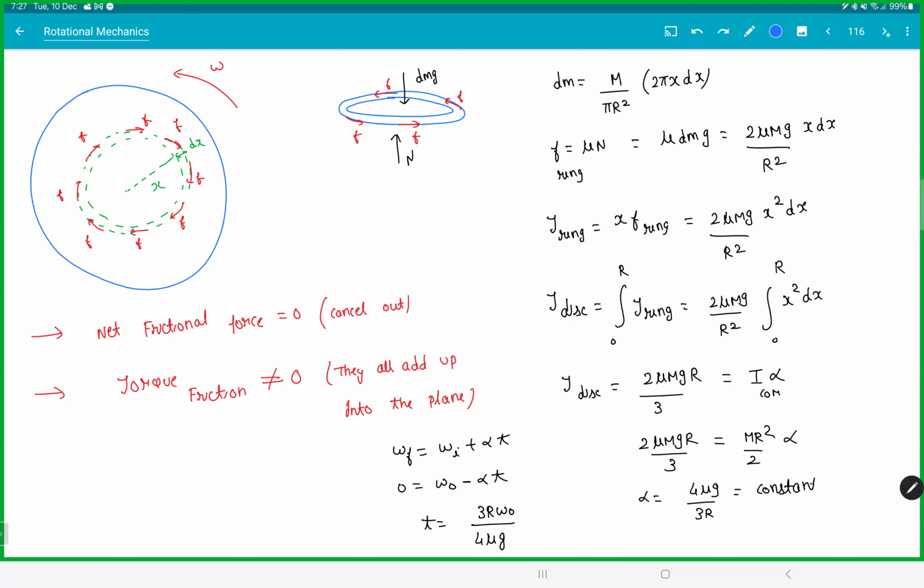Any doubts on this? Anyone not convinced with any particular step here? Yeah, great. Next one.